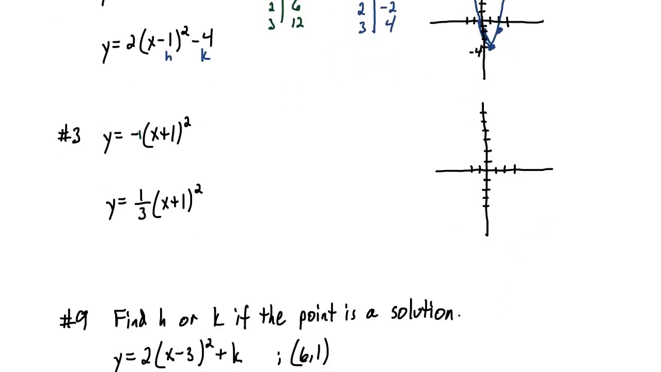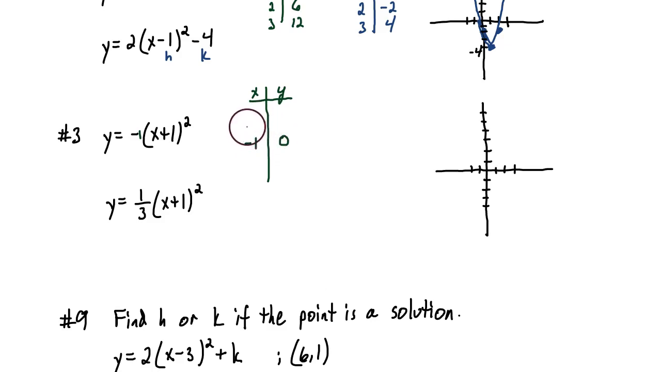Now number 3. Again, we have equations that are in the form that allows us to figure out the vertex using values of H and K. So let's make an XY table for that first equation. X plus 1 is the same thing as x minus -1. So the value of H is -1. There is no constant on the end, so the value of K is 0. Our vertex is at -1, 0.